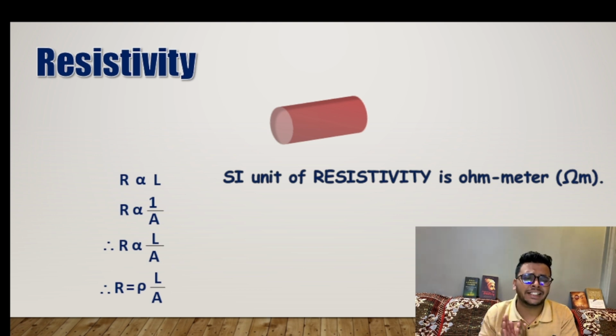Resistivity is a characteristic property, means every material has a specific resistivity. तो resistivity हर एक material का fixed constant है. So that is why it is also known as a characteristic property.